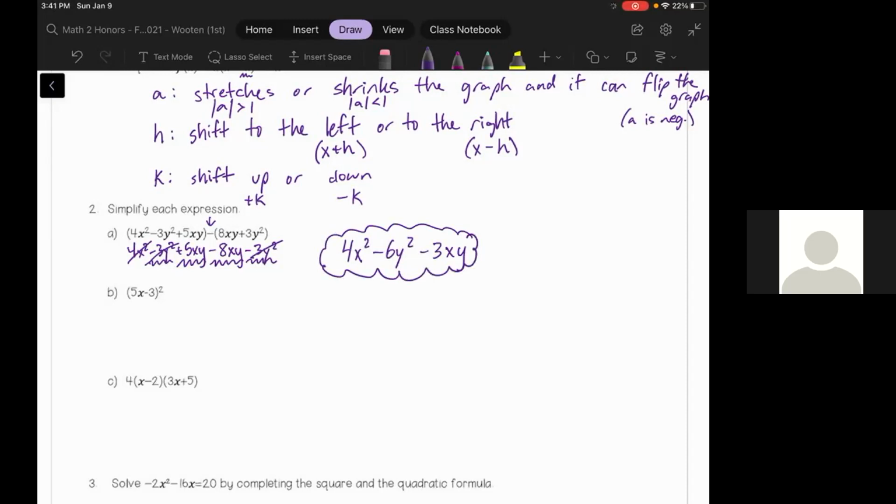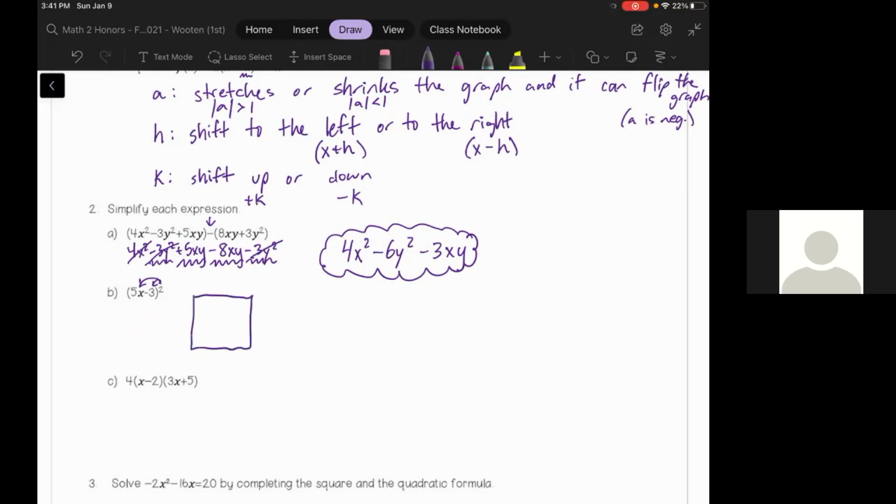Part B, 5x minus 3 squared. Please, please, please do not make the common mistake of just squaring this and squaring this. You can't just distribute an exponent if the terms inside are being added or subtracted. The only time the exponent is distributed is if you have something like 5xy squared, where everything inside is being multiplied. Then you can distribute and do 5 squared, x squared, and y squared squared. Simplify those, multiply them all back together. That's perfectly fine. But if you're adding or subtracting, that's not how you simplify these problems.